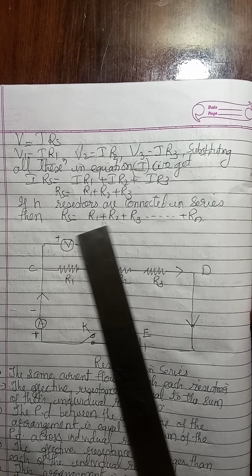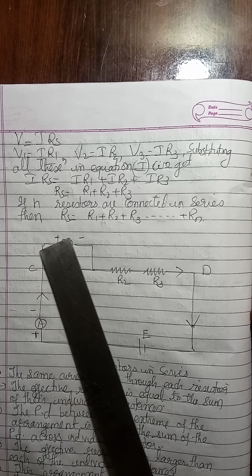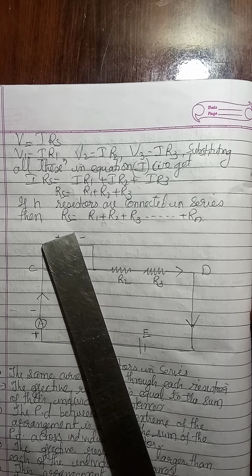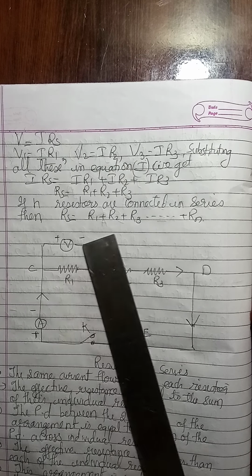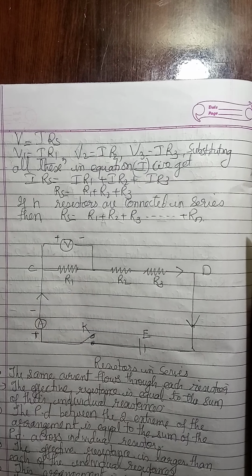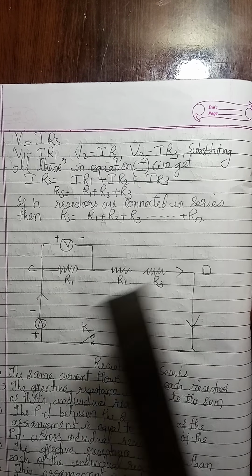If n is the number of resistances connected in series, then Rs equals R1 plus R2 plus R3 till Rn, till n number of resistances.